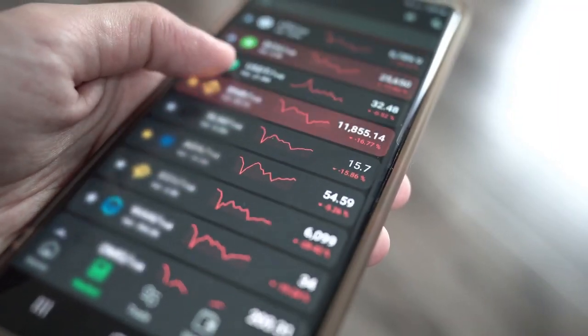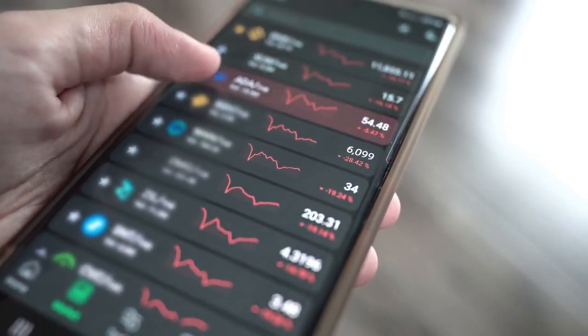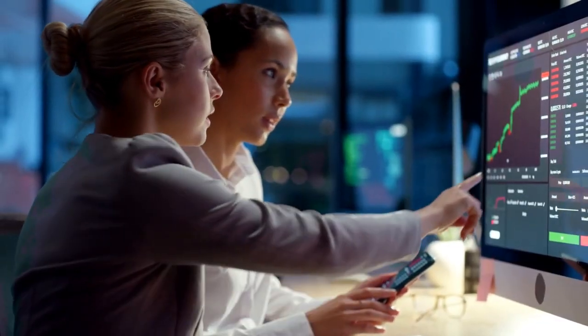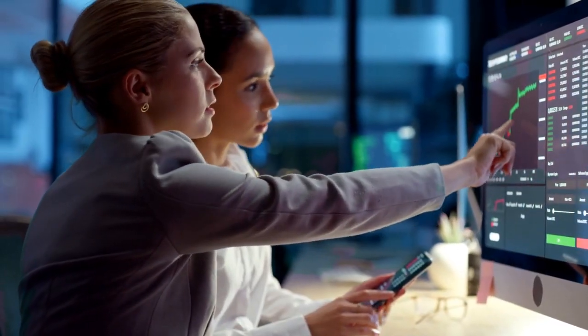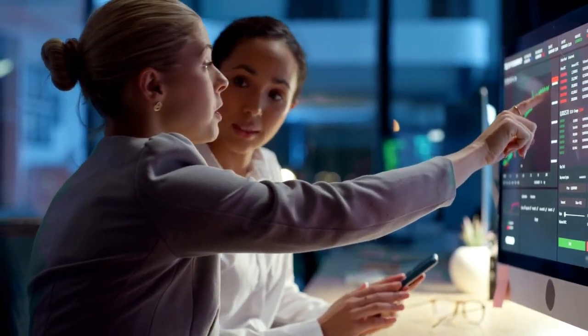Lastly, term number 22, cryptocurrency market cycle. It's the pattern of price movements observed in the cryptocurrency market. The cycle includes bullish, rising, and bearish, falling trends, as well as periods of consolidation and volatility.